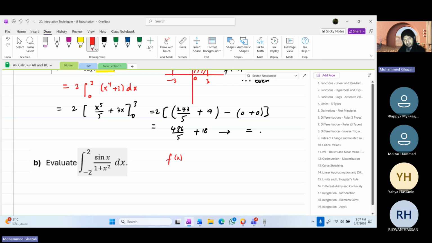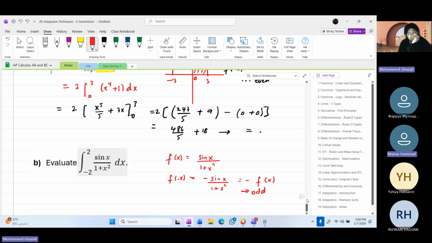So we say f of x is equal to sine x over 1 plus x squared. If I put negative x inside here, you'll get sine of negative x, which is negative sine x, over 1 plus x squared. You see this negative can come out, it becomes negative f of x. So this function is odd. Why did you do f of negative x, mister? Because that's how you check whether the function is even or odd.